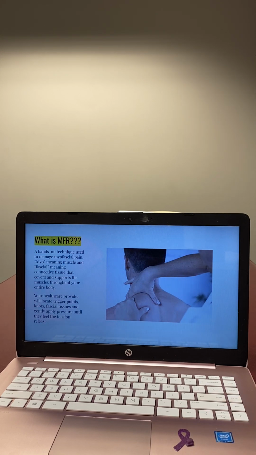Also, I want to point out that from here on through the rest of the presentation, I'm probably going to utilize MFR, which is the same thing as myofascial release, but I'm just shortening it down so I don't have to keep saying the whole word. So what is MFR? It's a hands-on technique used to manage myofascial pain. Myo meaning muscle and fascial meaning connective tissue that covers and supports the muscles throughout your entire body.